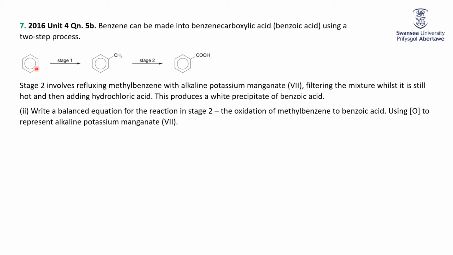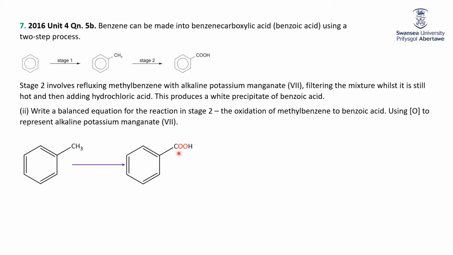Benzene into benzoic acid: there's benzene, then there's benzoic acid. We're interested in stage 2, in which we take the methyl benzene and react it with alkaline potassium manganate(VII), otherwise known as potassium permanganate. And so there is the reaction we're doing, going from methyl benzene to benzoic acid.